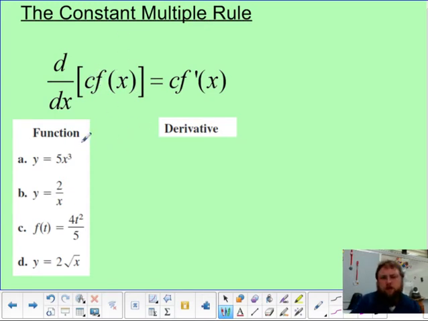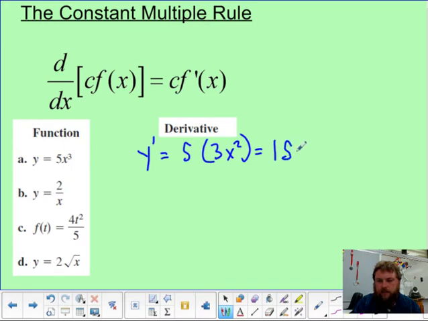So let's do some examples here. You got y equals 5x cubed. That's going to be y prime. It's going to equal, well, 5 times 3, knock that out, x squared. And let's write that a little neater. That's going to be 15x squared.